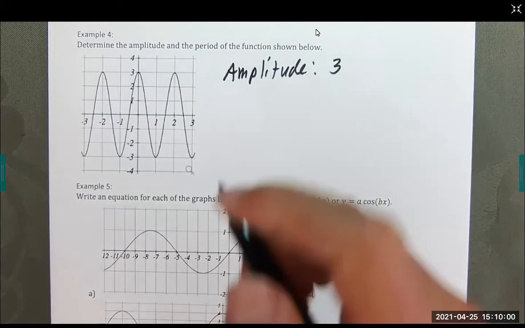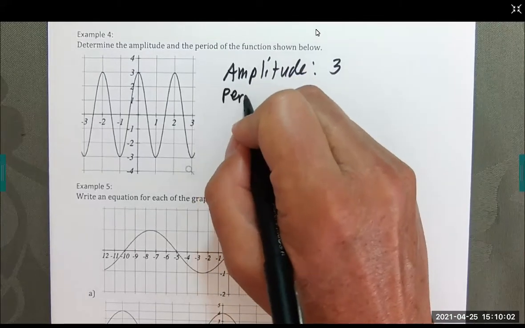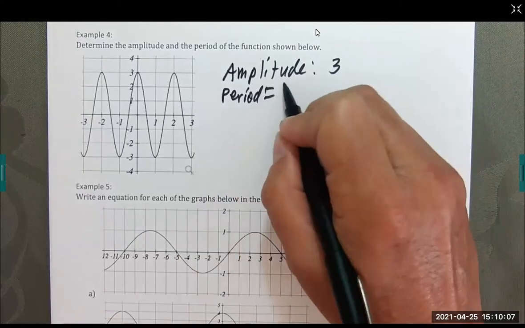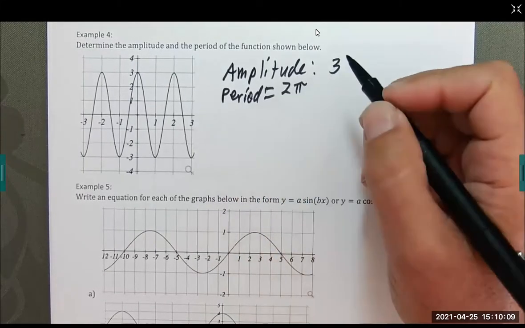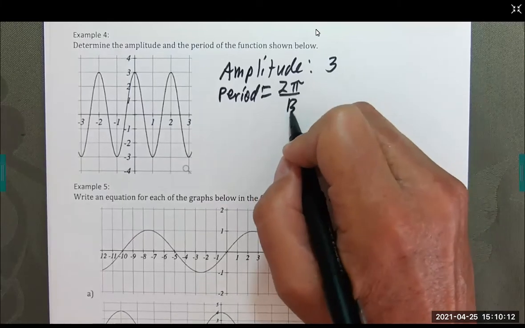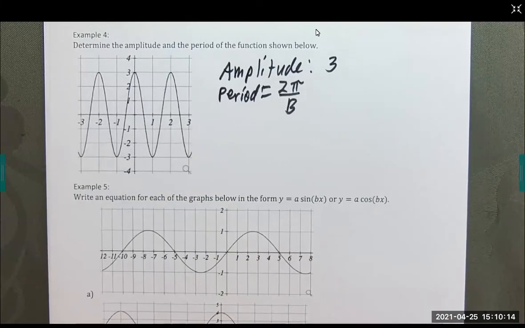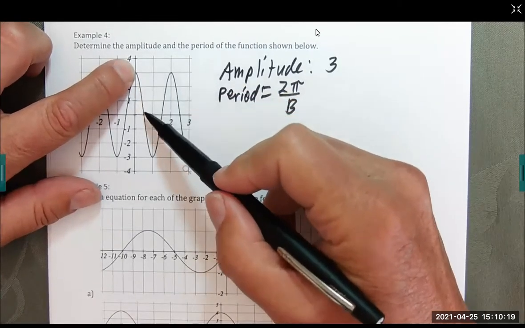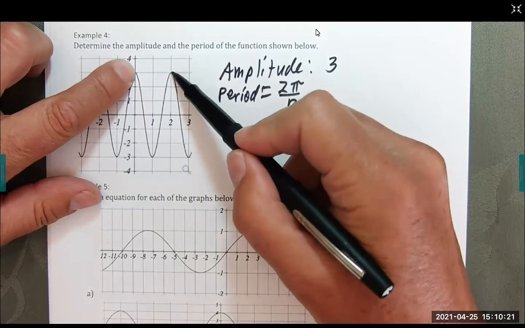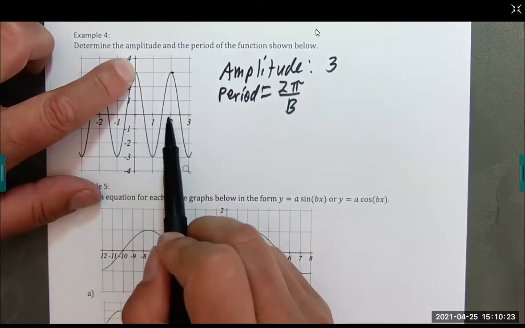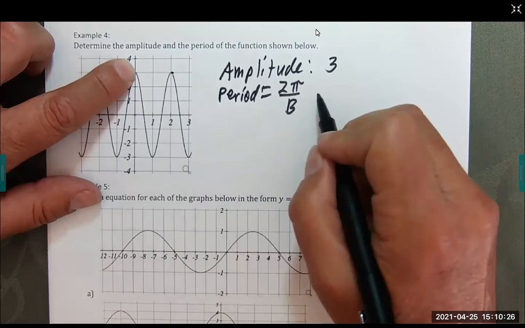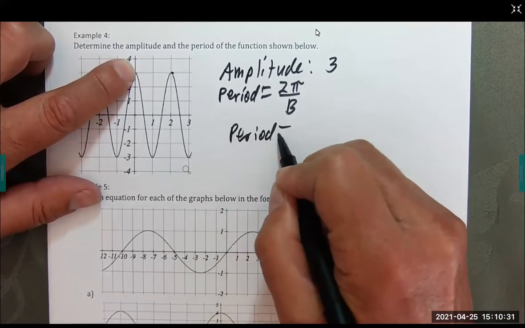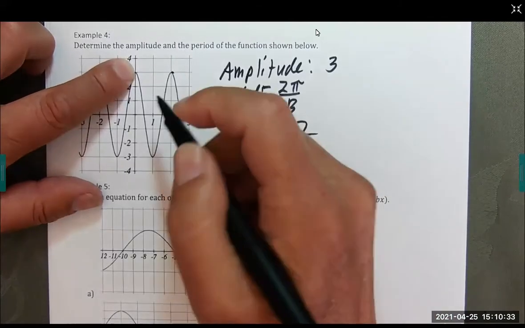Now the period is just a little bit more tricky, not much. Remember, the period is equal to 2 pi over b. That's just a reminder because we'll need that here. But the period in this case is, when does it repeat itself? So we start here, it goes all the way here, and it stops here. So it looks to me that the period is 2. So the period equals 2 in this case, because that's when it cycles again.